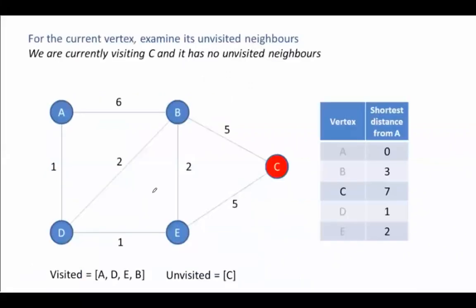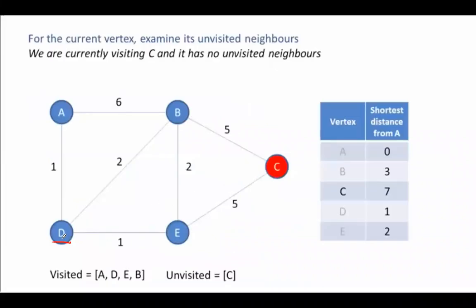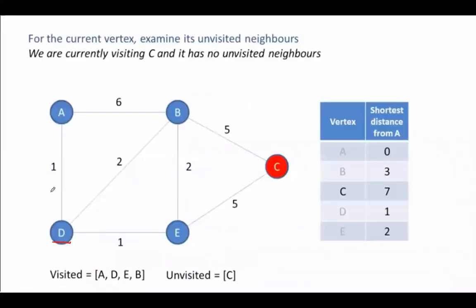In our case, this was the first line. We have visited D. For each unvisited neighbor of the current vertex, that is, B and E for this vertex, calculate the distance from start. This is the starting point. To reach D it was 1. To reach B it is 1 plus 2. Again, to reach D it was 1. To reach E it is 1 plus 1.